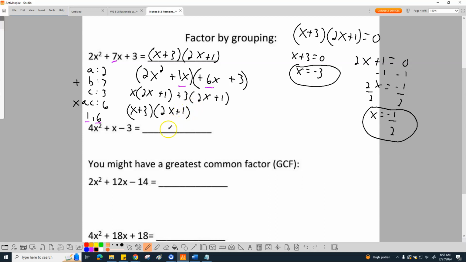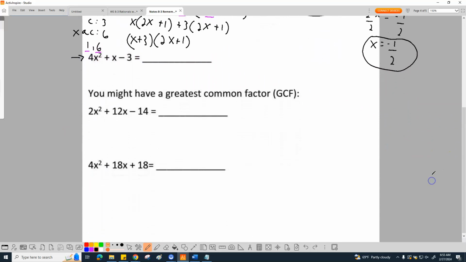I am going to probably ask you to do this one in class. I'm going to make sure that we can actually factor this correctly. So there's that. So I will probably have you do this one. Not probably, I will have you do this one in class. So with that said, I'm going to go ahead and move on to this.